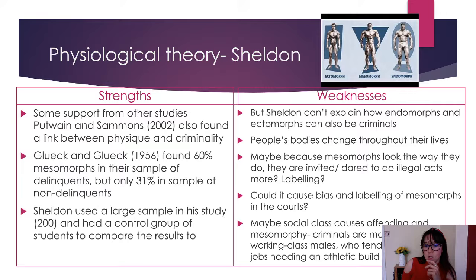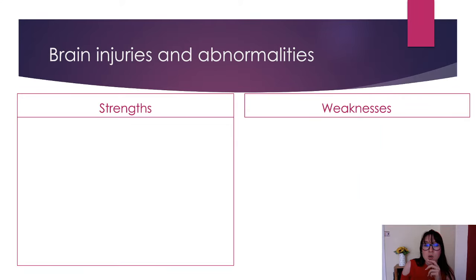Finally, maybe social class causes offending and mesomorphy. Criminals are more likely to be working class males who tend to do manual jobs needing an athletic build. So again, you've got your labelling theory there. So they're labelled that way rather than just being criminals. They've got a body or a physique like that because of the job that they do, not because they're more likely to be criminals.